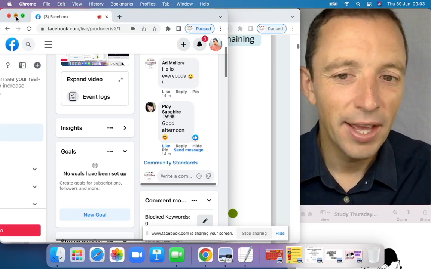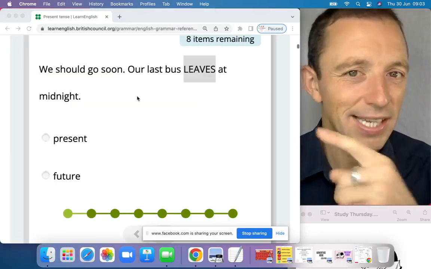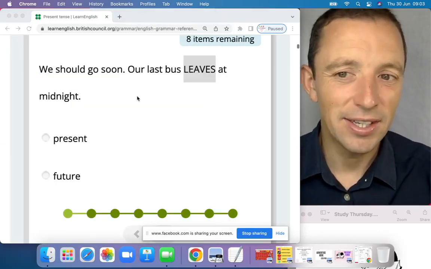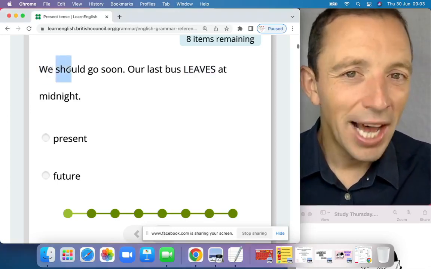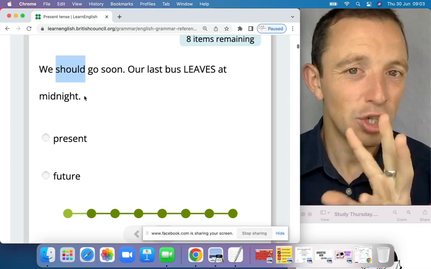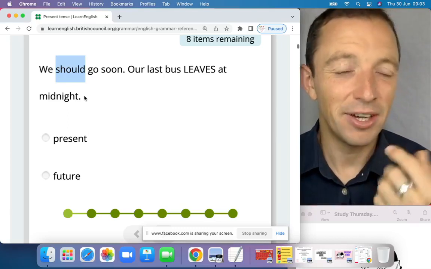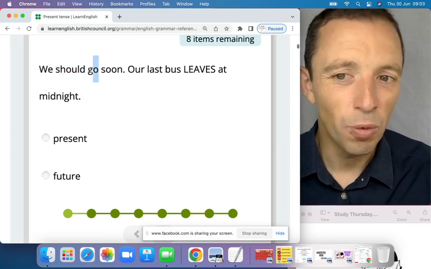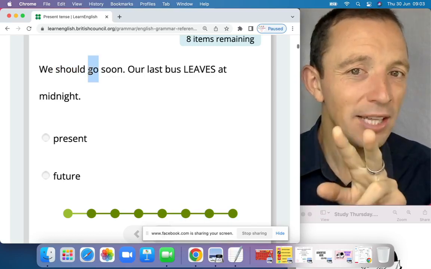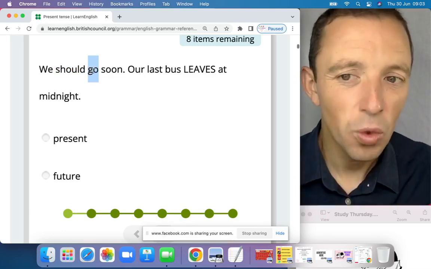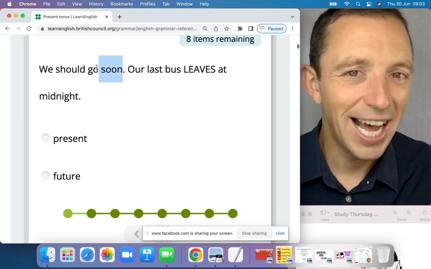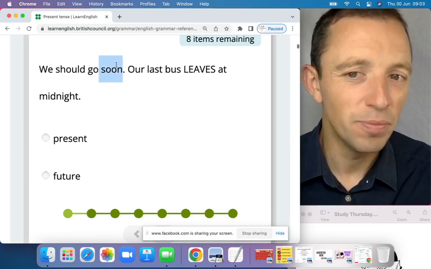So let's begin with this interactive exercise. Subject, we. Modal for recommendation and advice, should. Recommendation, advice, we should go. After modal, we have the infinitive, no to. We should go soon. Adverb, very, very soon.